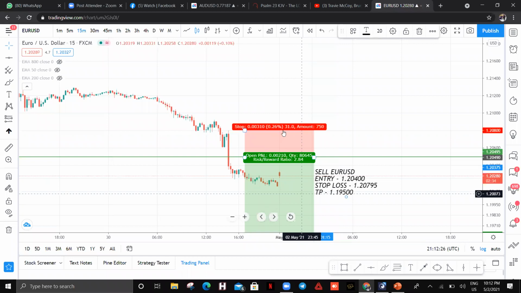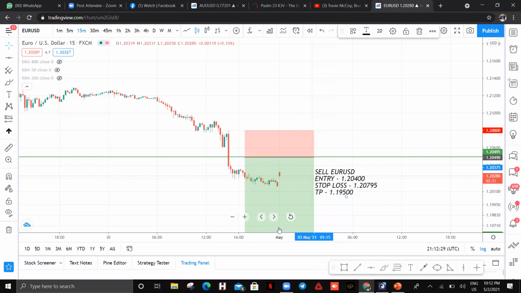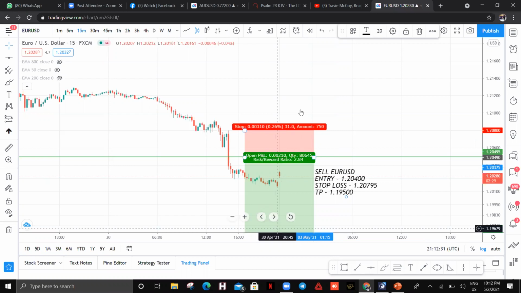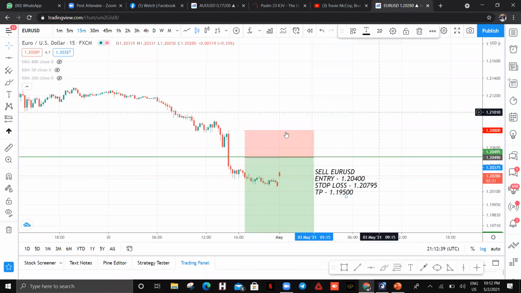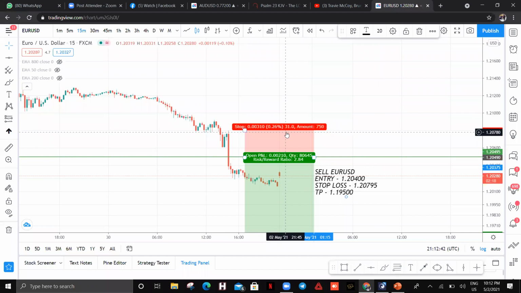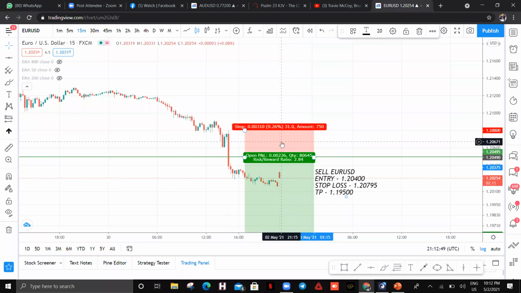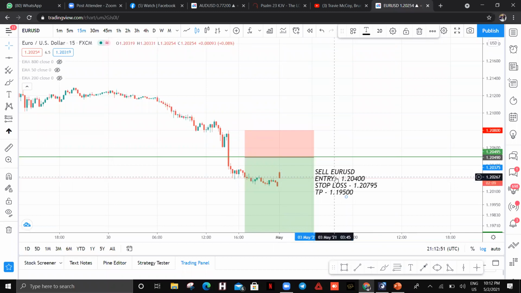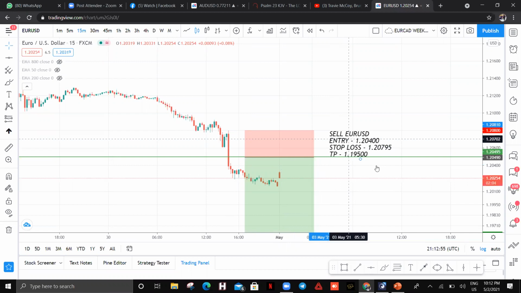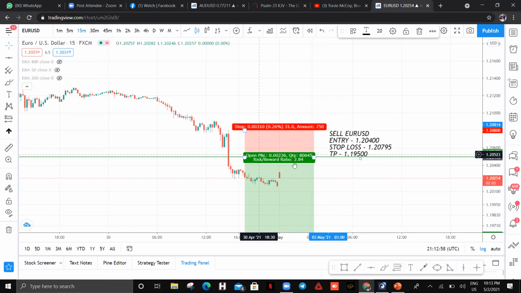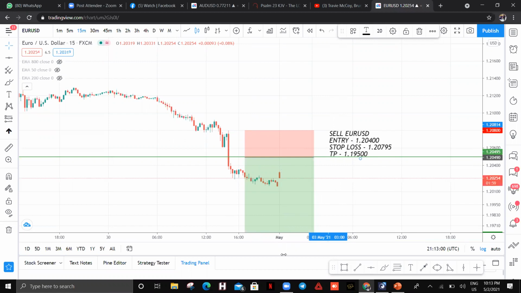So you're losing 31 pips and you're gaining how much? Losing 31 pips to get, okay, which is fair enough. The ratio is 2.8, so your risk to reward is actually good. So now this is actually better. So this is a sell opportunity for Euro USD. The entry should be somewhere around here, back on this pivot level, and come back.